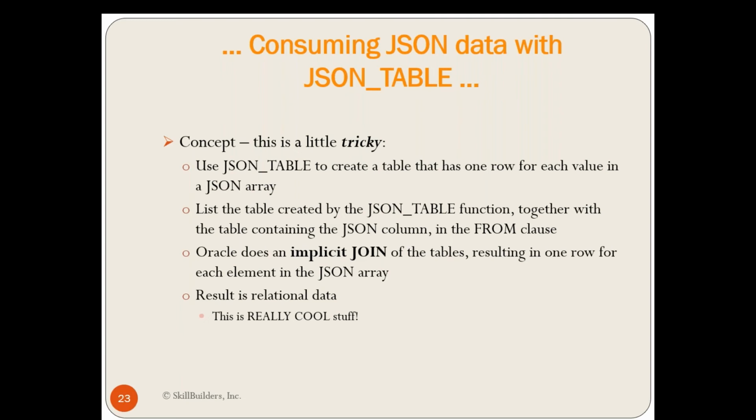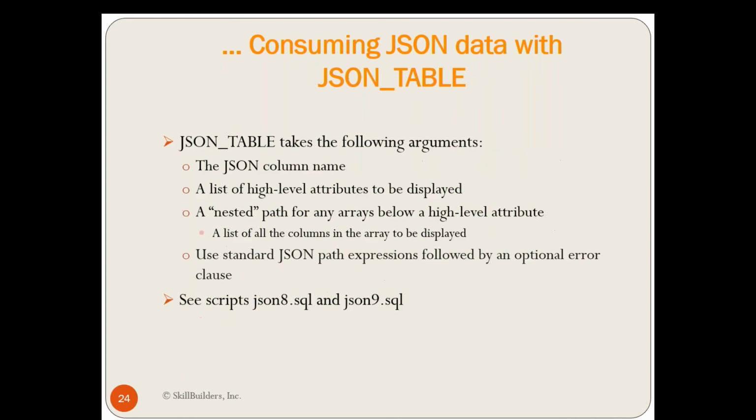And then it takes the column values that are in the second row of the main table and joins it with every row in the array for that second row, and so on, and creates relational data out of it. Really cool stuff. Let's take a look at how that's done.